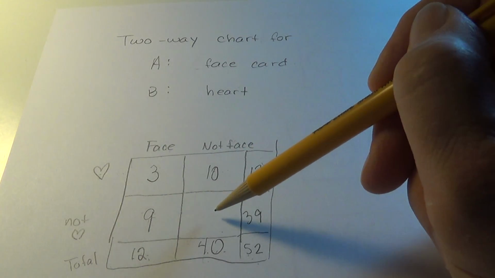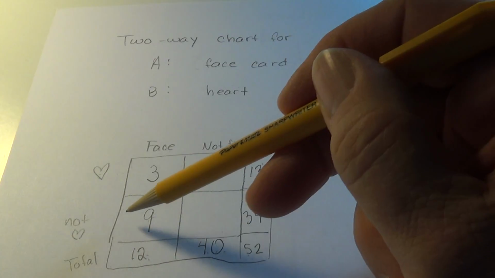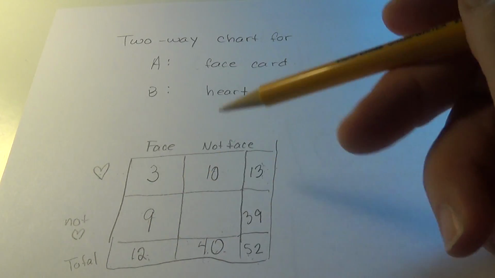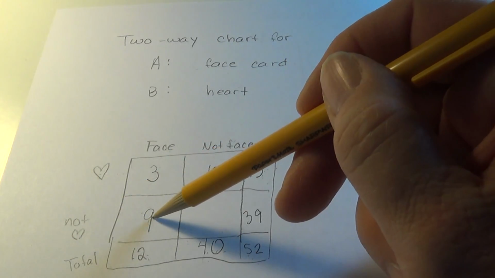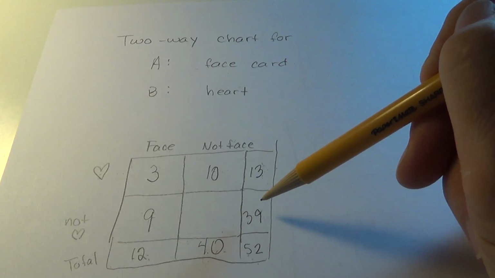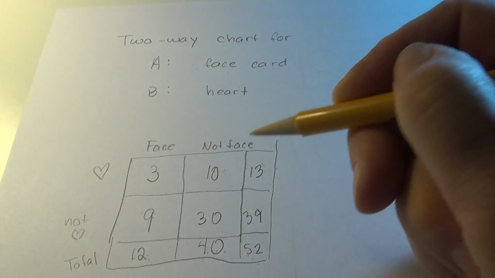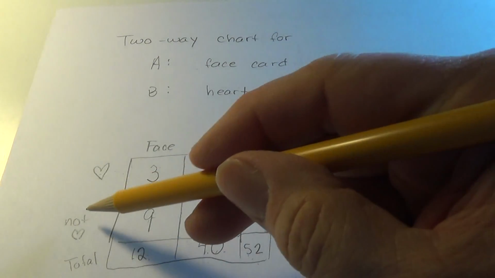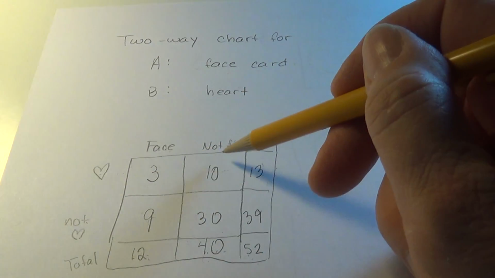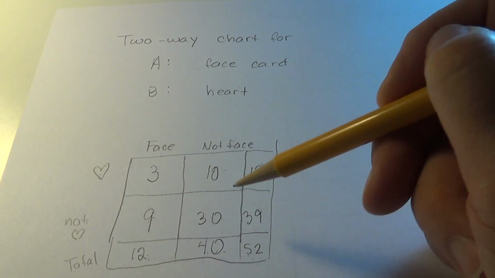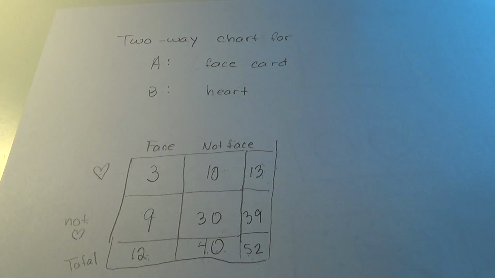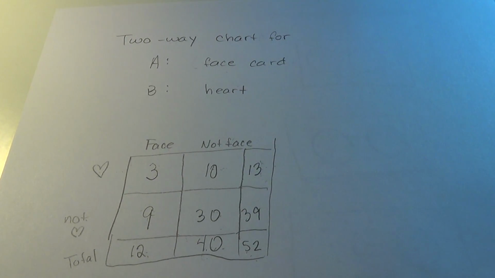It should. And then here we can look at the total this way or this way. Either way, 9 plus something has to be 39, or 10 plus something has to be 40. So it must be 30. And that means there are 30 cards that are not hearts and not face cards. And that is true. All right, so we came up with that, and sometimes we'll be asked to do that.